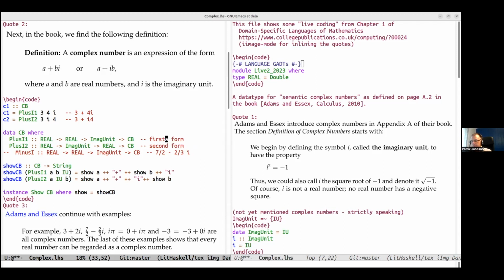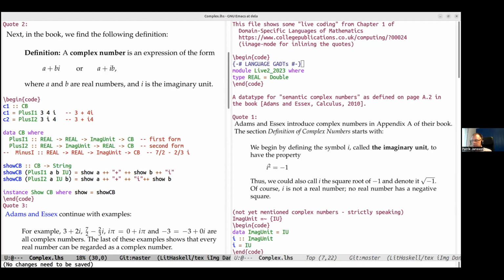The first form has 2 real numbers and an imaginary unit, and then it becomes a complex number. And the other one has a real number, an imaginary unit, and a real number in that order. So the examples here: 3 plus 4i could be represented as Plus I1 3 4 i, and 3 plus i4 is 3 i 4 with the Plus I2 constructor. So there are 2 different constructors, 2 different ways of building complex numbers.